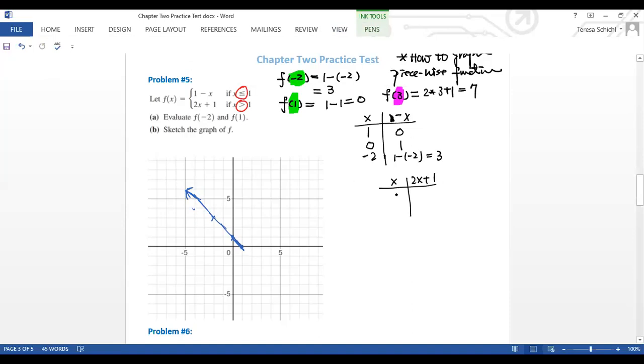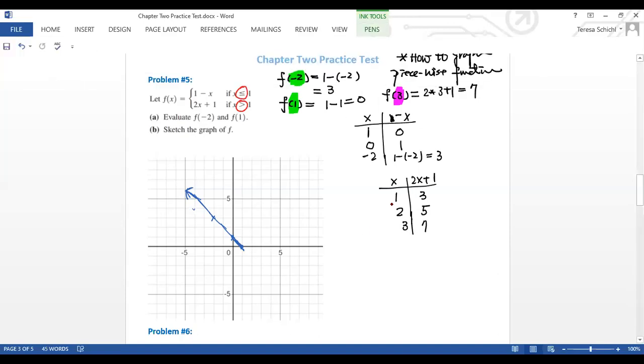So here is 1 again. So 2 times 1 plus 1 is 3, right? Because it's greater than, let's choose a couple other points. If I choose 2, what is it here? 2 times 2 plus 1 is 5. I choose 3, and here it is 7, right? Okay, now let's graph these.